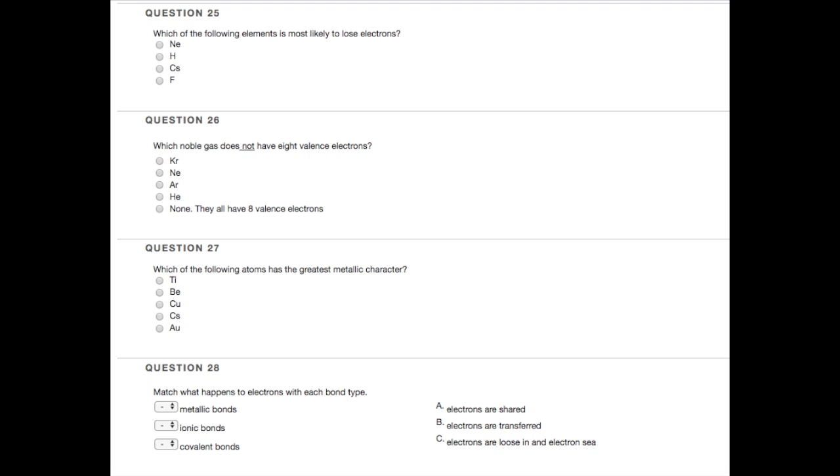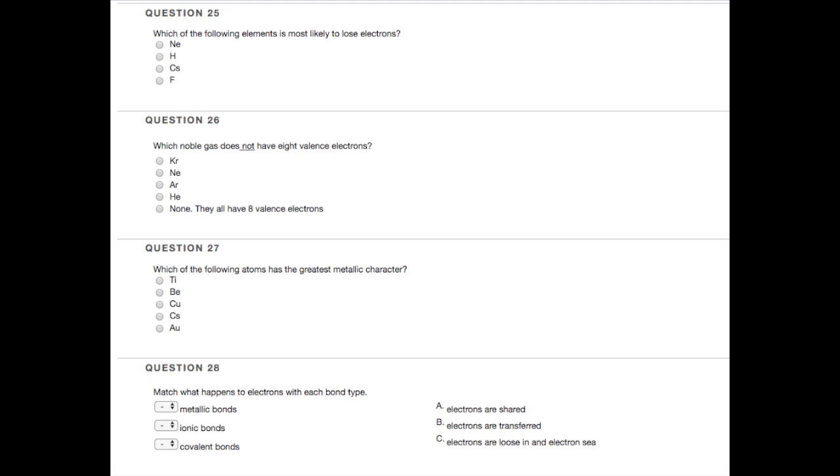Which noble gas does not have eight valence electrons? Basically that would be helium. Remember, helium is in group one and only has an s orbital. So helium only has two electrons, and it does have a full valence shell because the s subshell only holds two. So that would be helium. All of these others are noble gases, but they all have eight valence electrons.